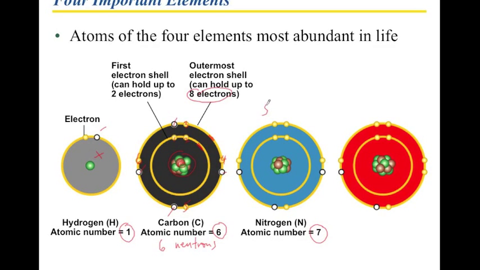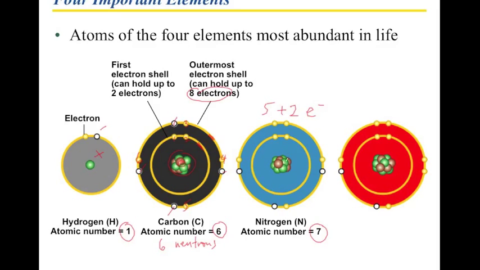And 2 on the inner shell. That makes 7, so we're covering up those protons for a neutral charge. And then lastly, we do the same thing with oxygen. There, the number is 8, and so the numbers are as before. 8 protons, 8 electrons, 2 of these electrons on the inner shell, and 6 on the outer shell.